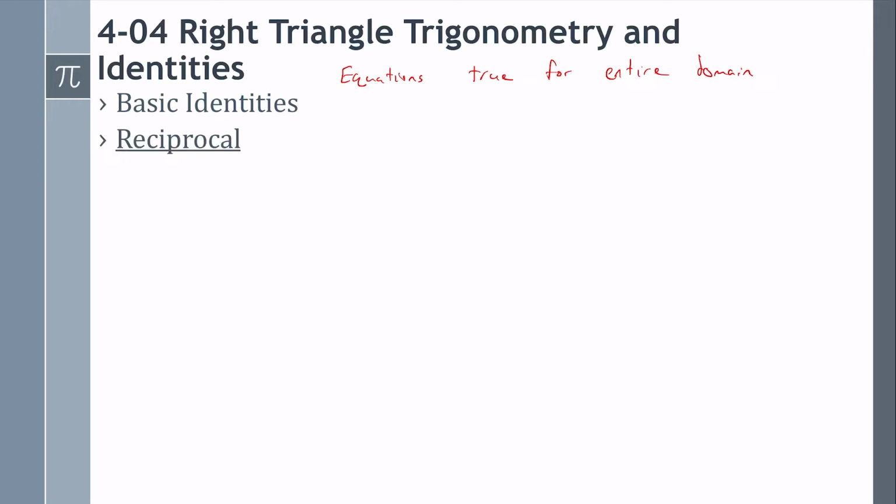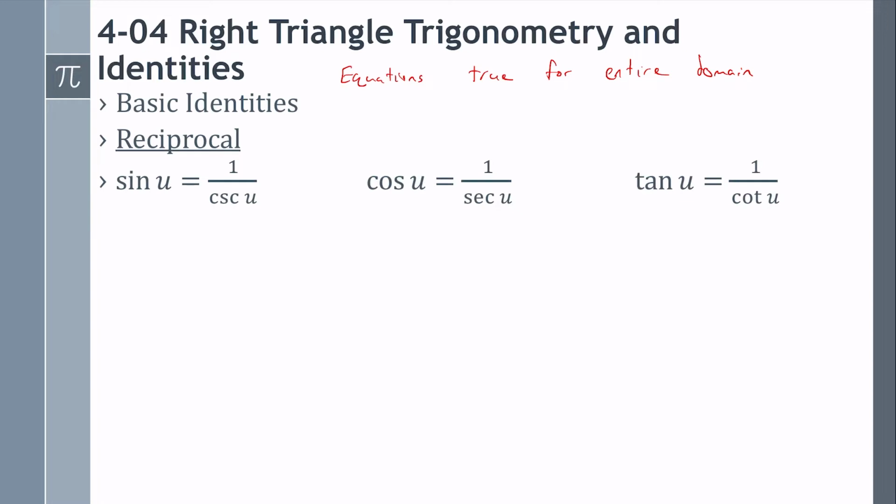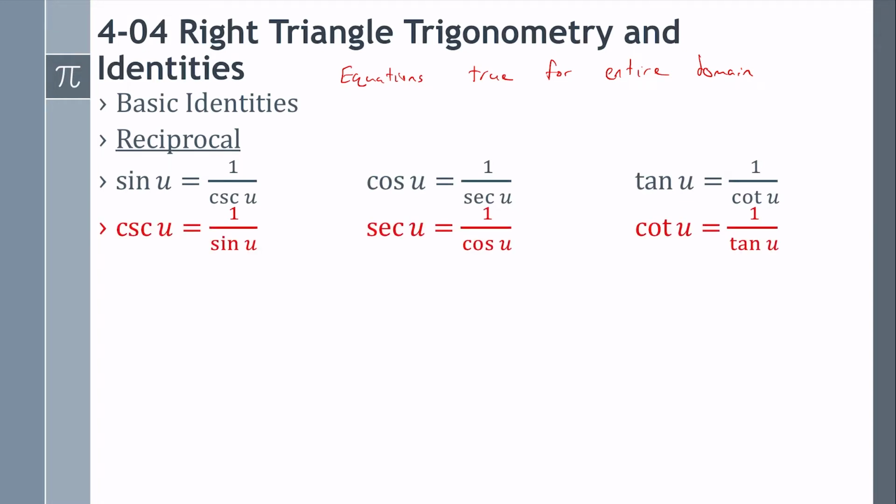We've already met some of these, such as the reciprocal identities. Sine and cosecant are reciprocals. Cosine and secant are reciprocals, and tangent and cotangent are reciprocals. You need to know these, but to memorize just the red ones.